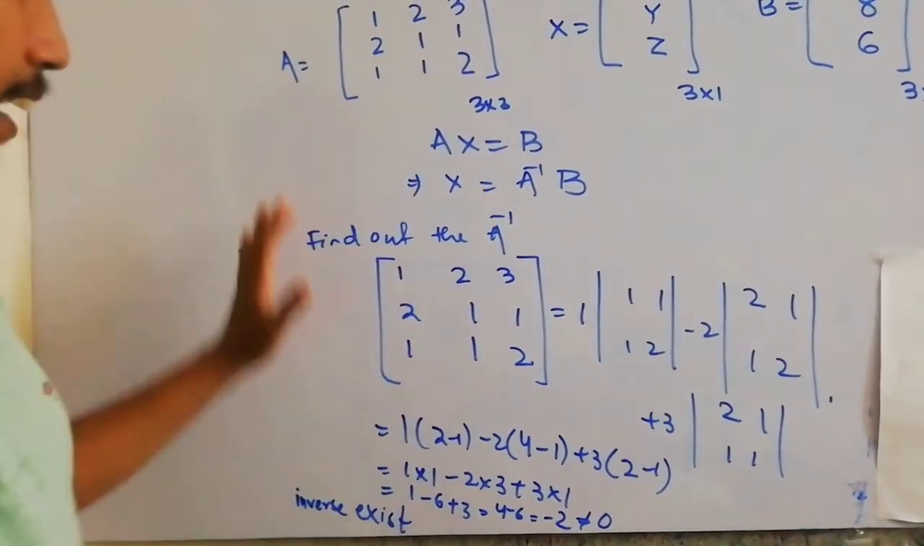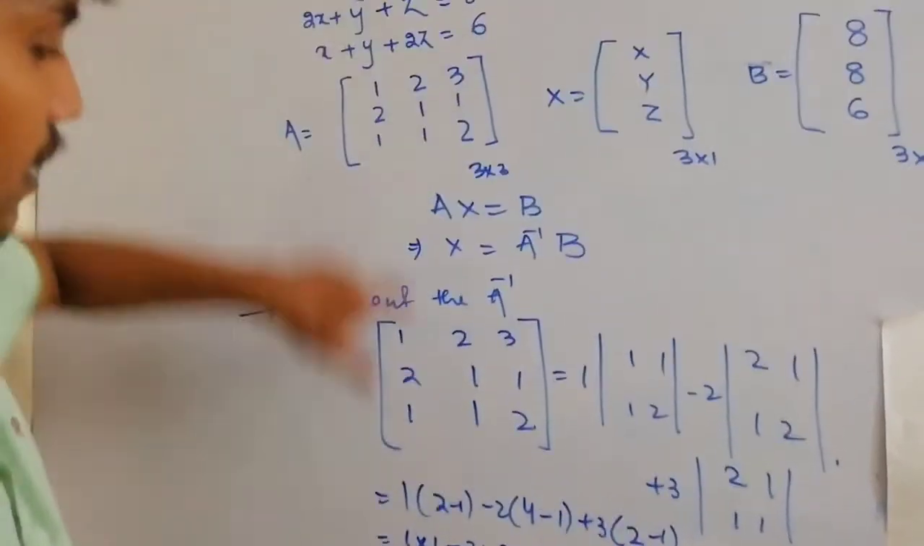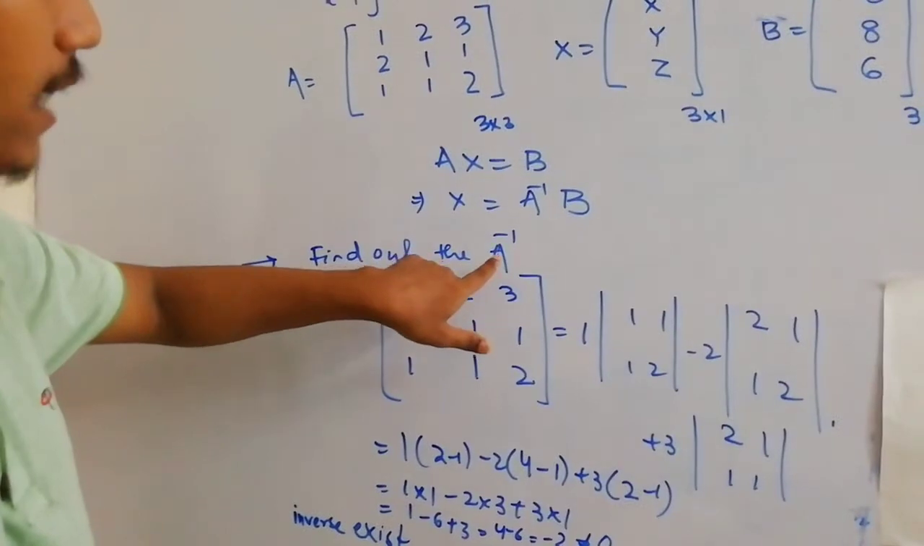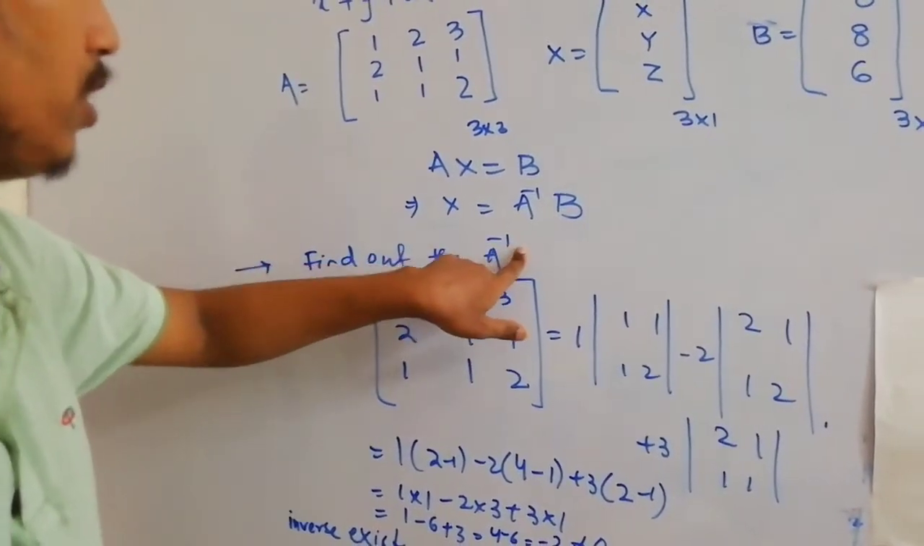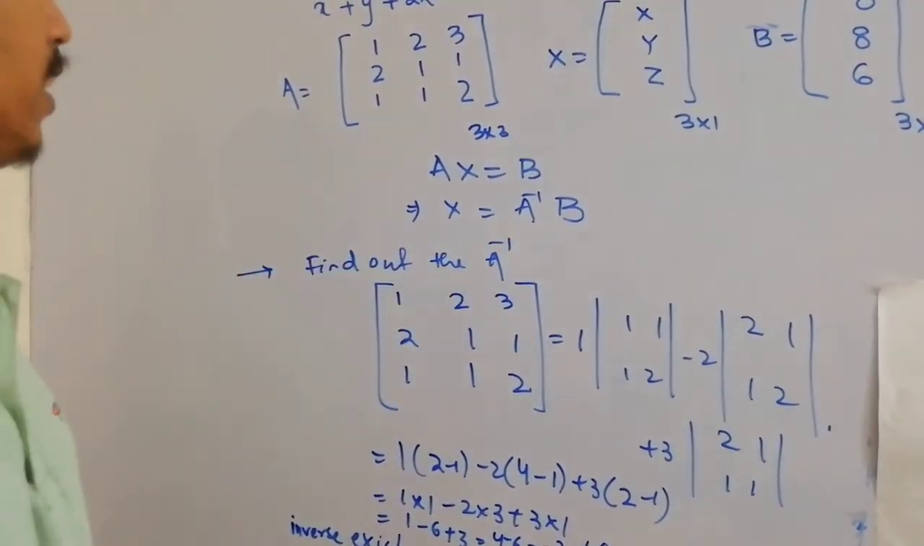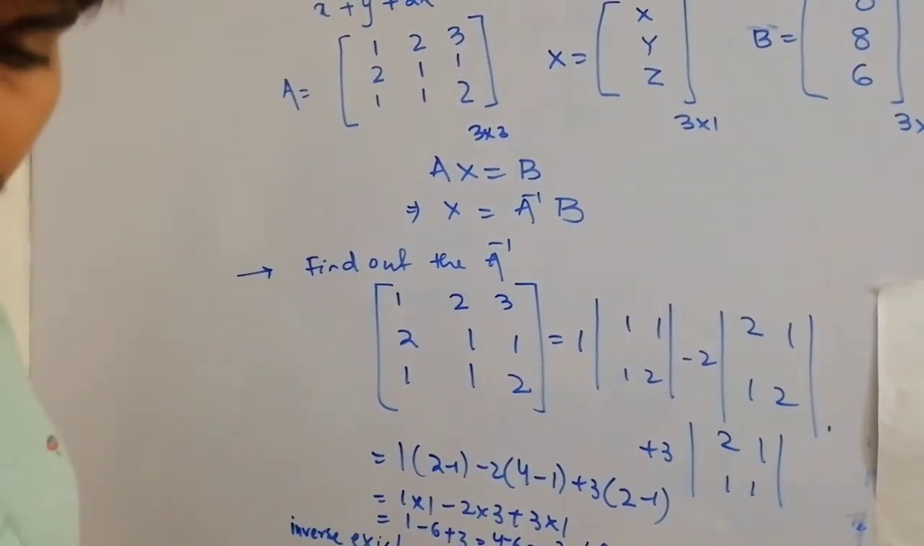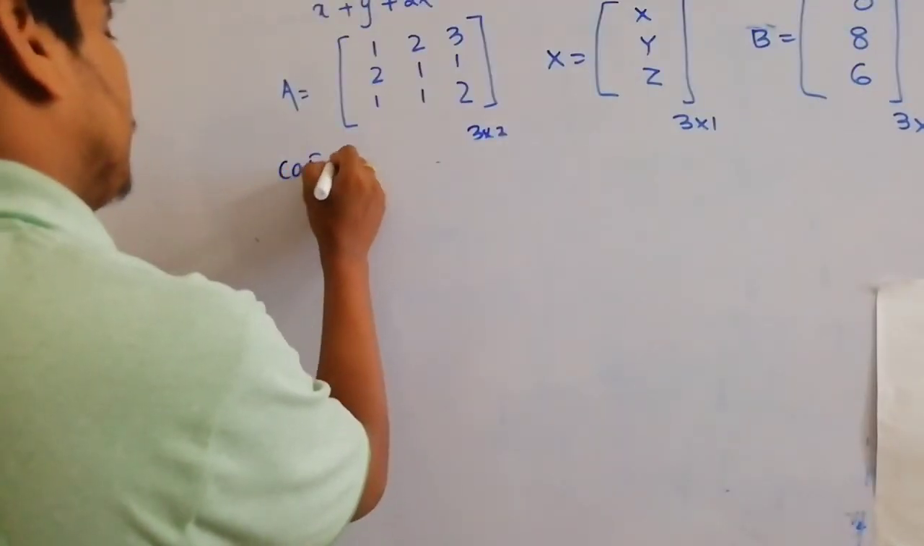Now we have to find out the cofactors of that. You can then find the A inverse value. Now we find the inverse value using the cofactor matrix.